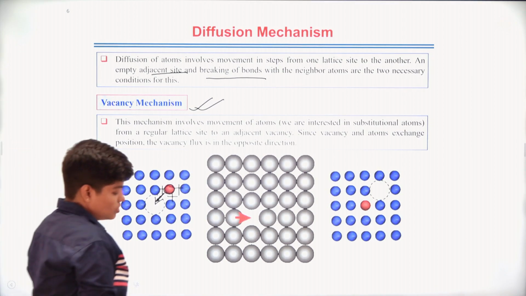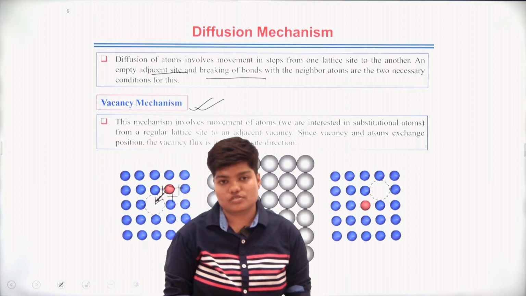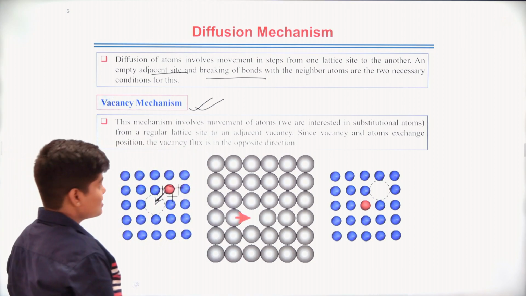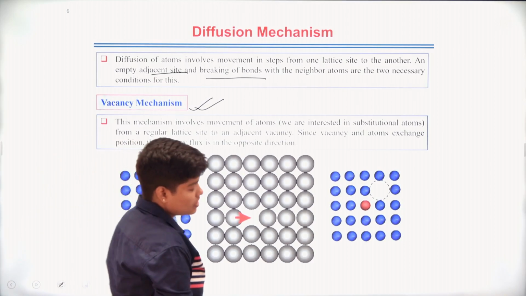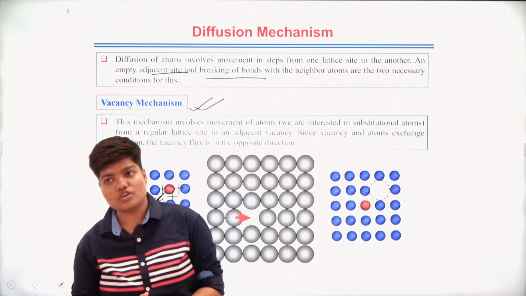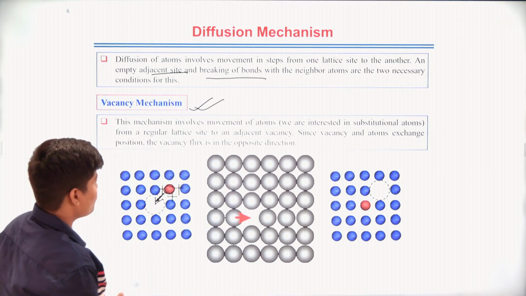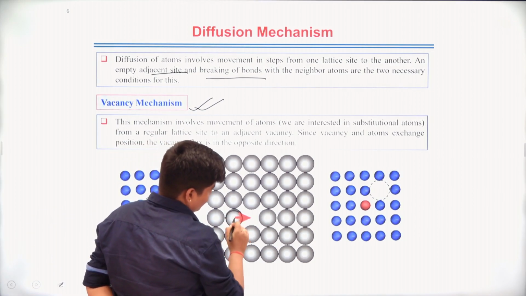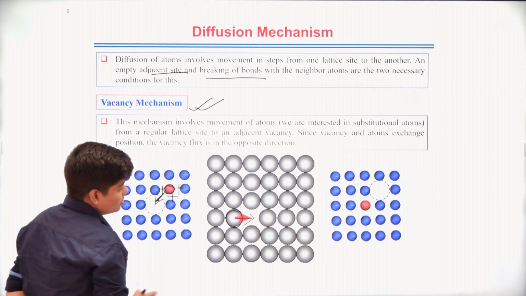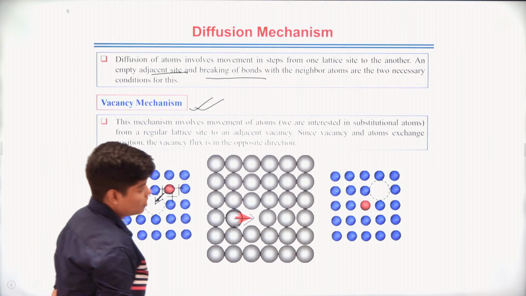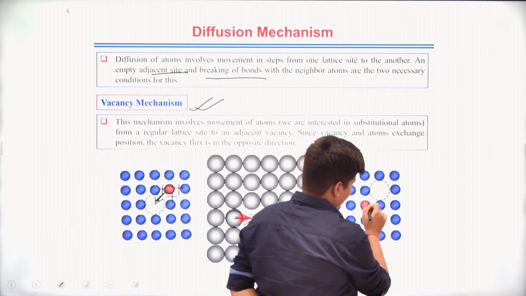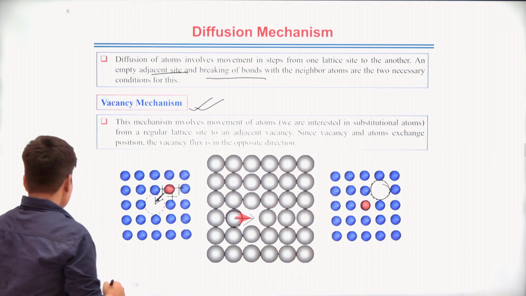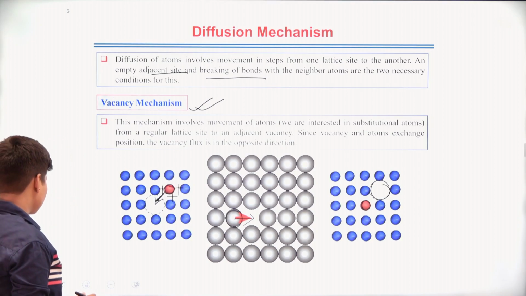So this mechanism involves the movement of atoms to the empty or adjacent vacancy site from the regular lattice sites. So the atom and the vacancy exchange their positions, and the vacancy flux will be in the opposite direction. Here is another example: this atom will come to this vacancy site, and the vacancy mechanism will occur. After it comes to the vacancy site, another vacancy site will be created. So this is one type of diffusion mechanism, that is the vacancy mechanism.